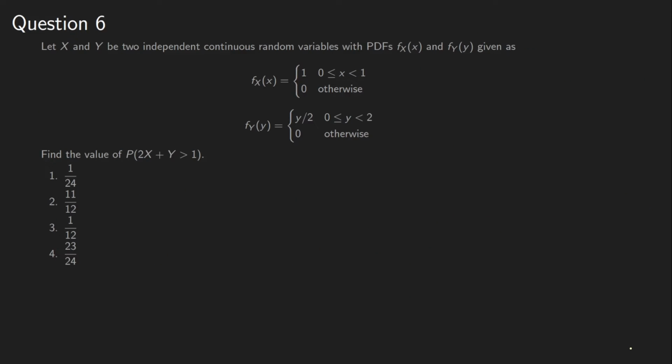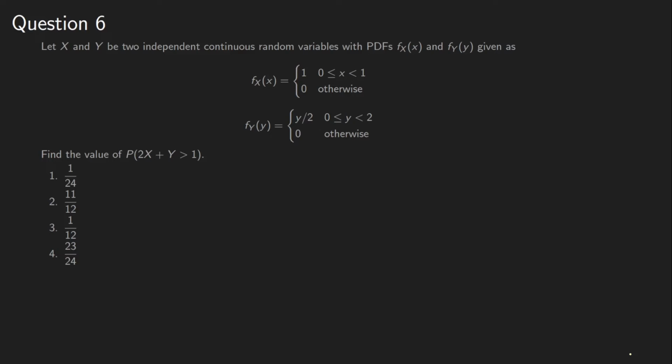Coming to the sixth question, let x and y be two independent continuous random variables with PDFs f_X of x and f_Y of y given as the following, and we have to find the probability that 2x plus y is greater than 1. So we have to find some probability where x and y both are involved. So it means we will need to know the joint PDF of x and y for calculating this.